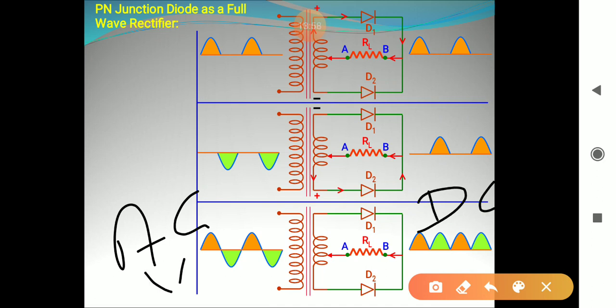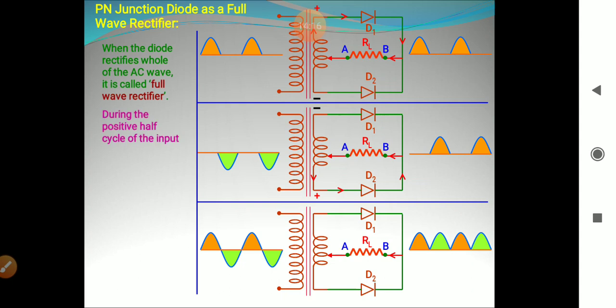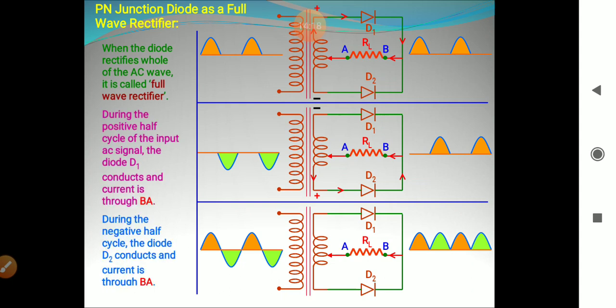This is your input voltage VI and this is the output voltage VO. So that's how the AC has been converted to DC, and the full wave has been converted, so it is a full wave rectifier. Its working, you can see.